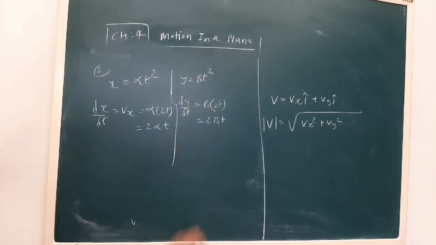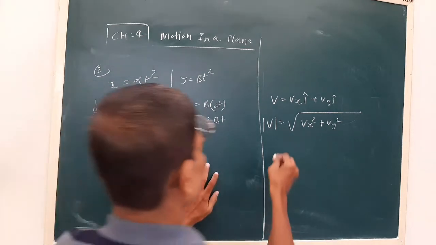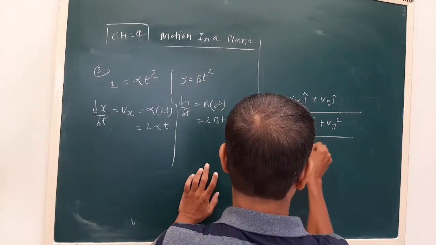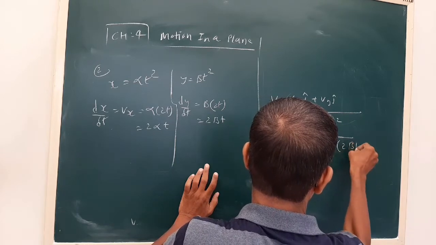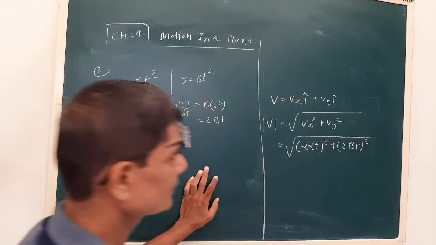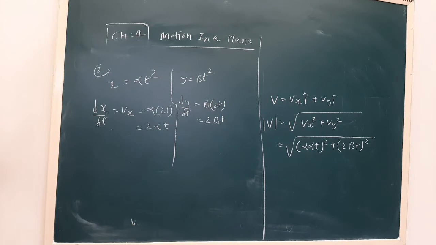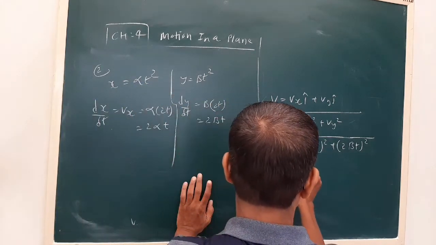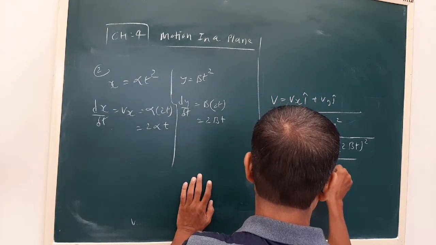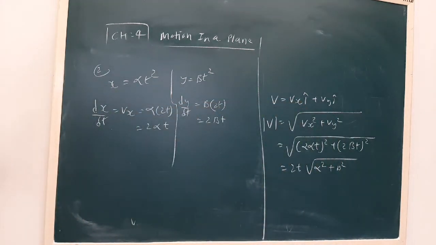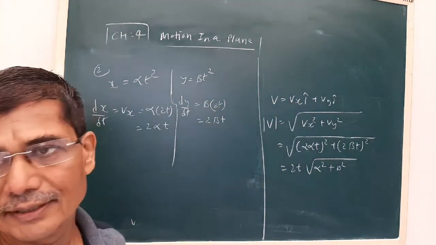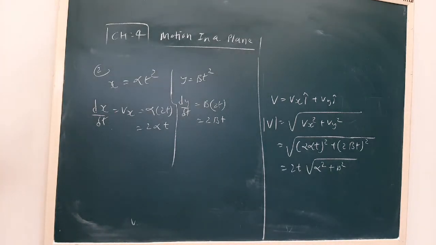See vx and vy. If I substitute here, see what I say, 2t is common. Under the root, alpha square plus beta square. In the exam, you might be given the values of alpha and beta, and the t value also, so you can find out the magnitude of the velocity.